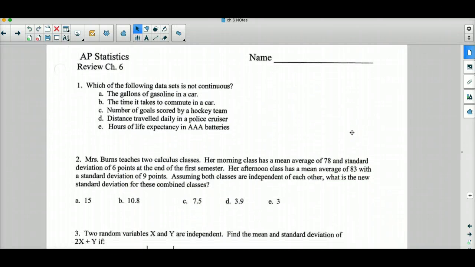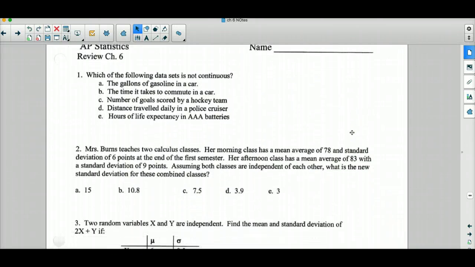Okay. Which of the following data sets is not continuous? If you are not continuous, you're considered discrete. That means you will have exact values, and we describe that as, like, shoe size is discrete. So shoe size is not continuous.